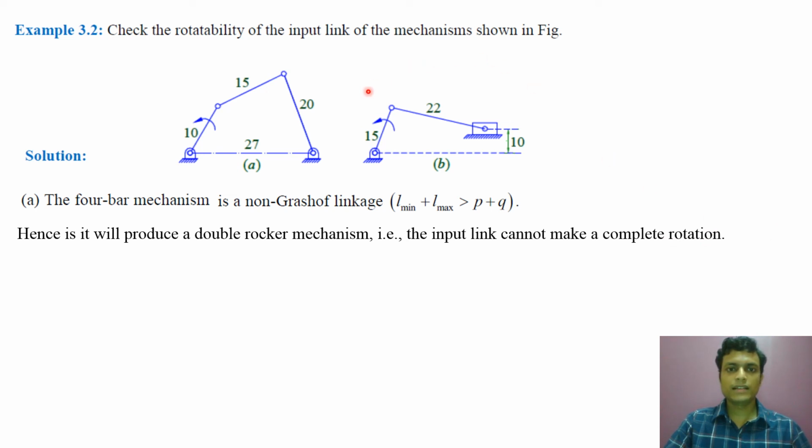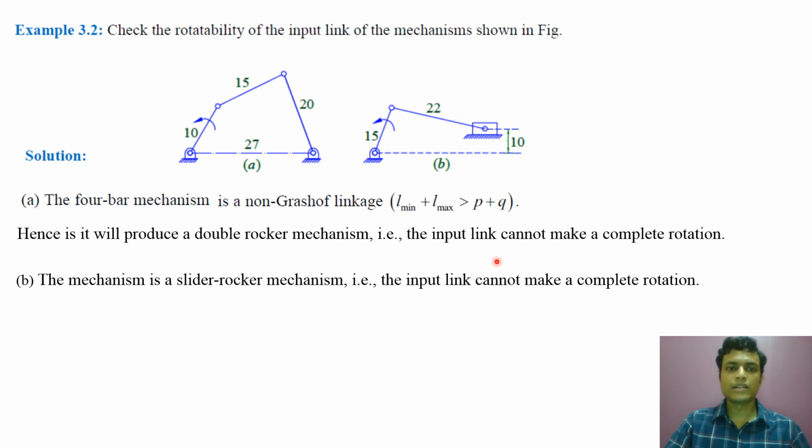Now let us come to the offset slider crank mechanism. Here the length of the crank is 15 and offset is 10. So 15 plus 10 is greater than 20, which also disobeys the Grashof condition, that is, this is a non-Grashof linkage and the crank cannot rotate 360 degrees. The mechanism is a slider rocker mechanism, that is, the input link cannot make a complete rotation.